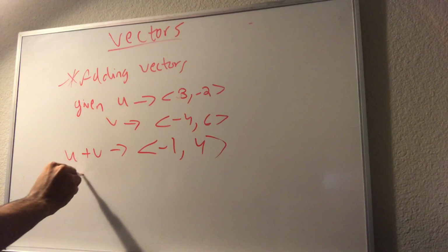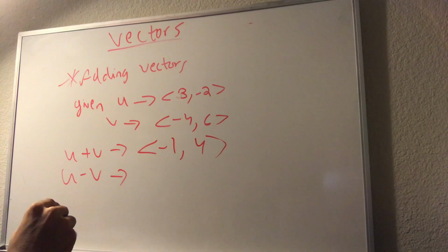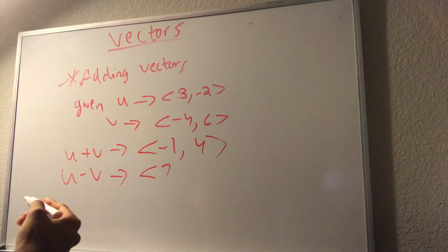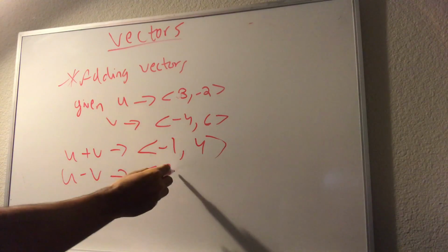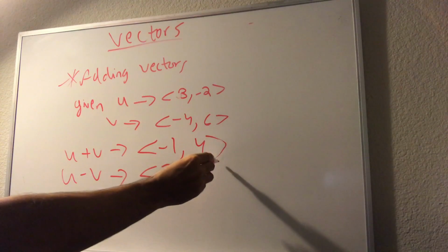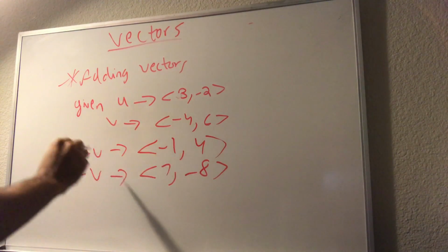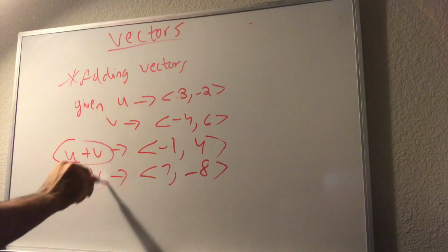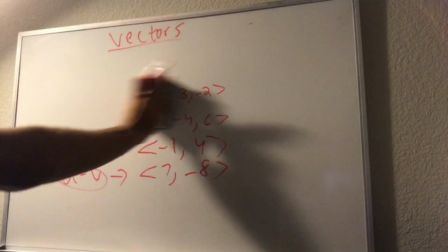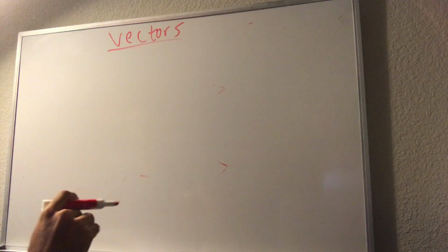Now if you have u minus v, that's subtracting vectors. Again, it's the same concept. You do 3 minus negative 4, you get 7. That's subtracting the horizontal components, and then you do the same for the vertical components, which gives you negative 8. So 7 comma negative 8 will be your final answer, whether you were adding or subtracting. That's pretty easy. You're just adding or subtracting those components, and now comes the magnitude.